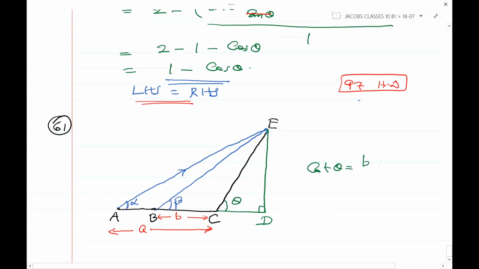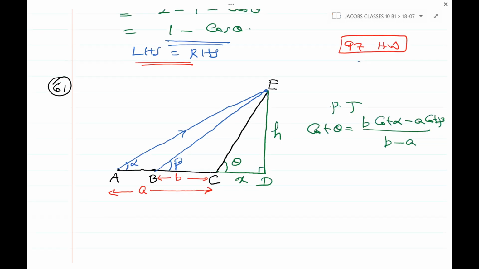We want to prove that cot theta is equal to (B cot alpha minus A cot beta) upon (B minus A). This is the question. For our convenience, let H be the height DE, and CD is X. We will remove H and X at the end. In the answer, there is no H and X.